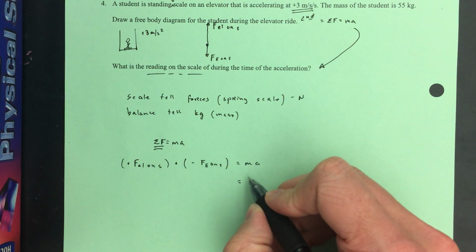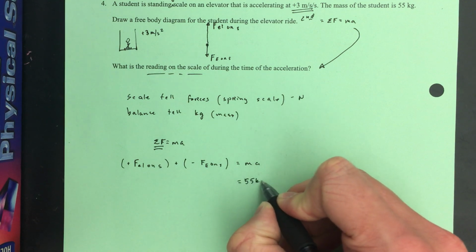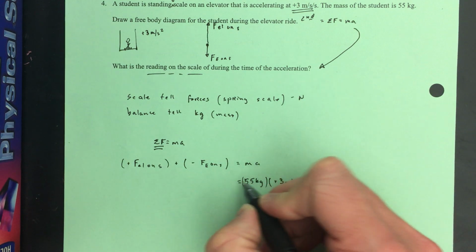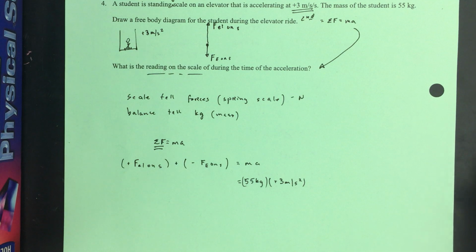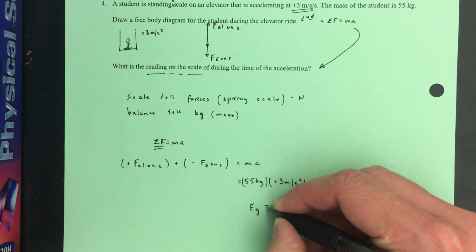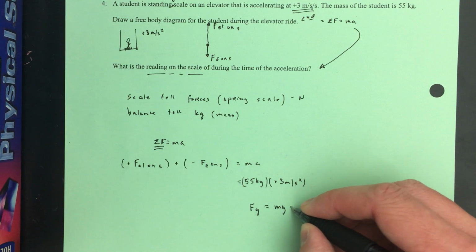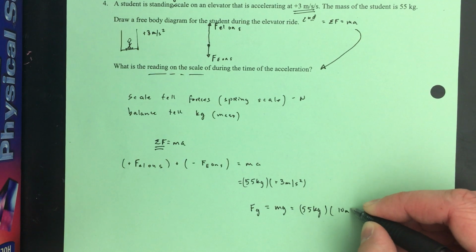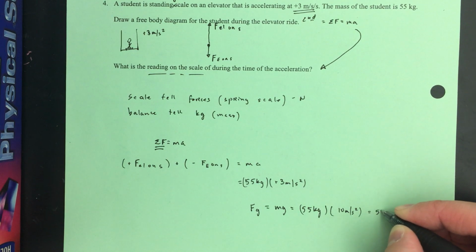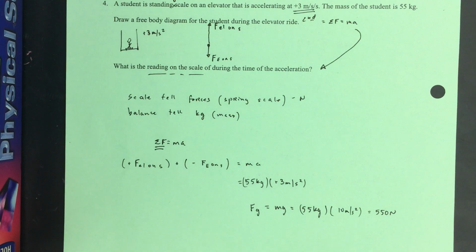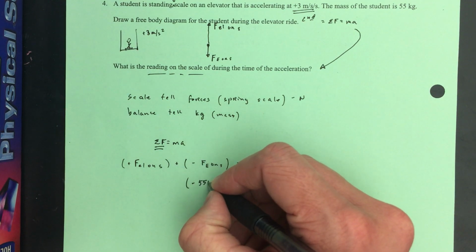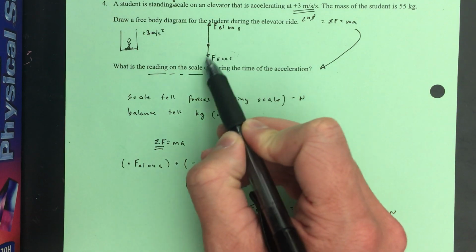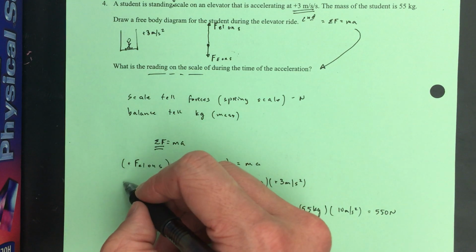Well, we know this side. Again, the mass is 55 kilograms, and the acceleration is positive 3 meters per second squared. We also know the force of the Earth on the student. That's simply the force of gravity. And the force of gravity is mass times gravity, or 55 kilograms times 10 meters per second squared. So 550 newtons. If we plug that in here as the negative 550 newtons, because if we go back up here and take a look, the force of the Earth on the student is acting down, so that has to be negative.